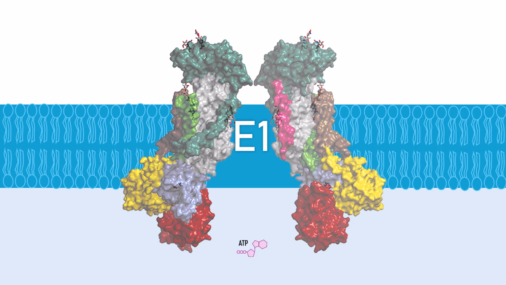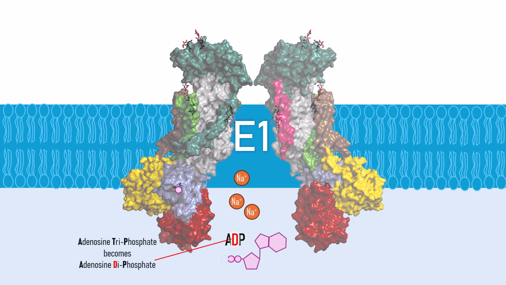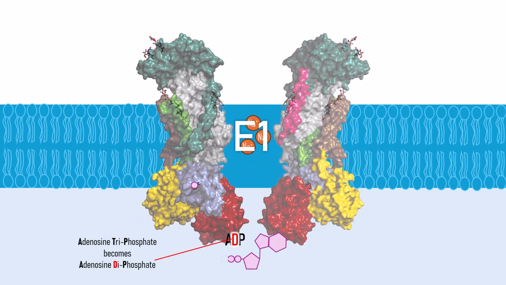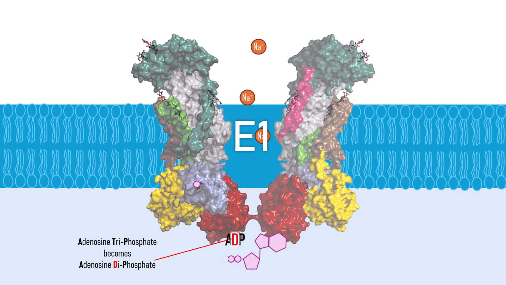In the E1 or inside-facing state, this happens. The pump binds 3 sodium ions, ATP is hydrolyzed, and the pump becomes phosphorylated. This phosphorylation provides the energy needed to change conformation, open outward E2 state, and release sodium ions to the outside. ATP is consumed only here. This is the active step.